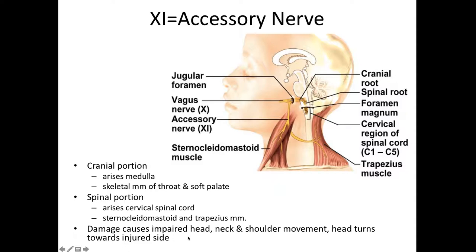If you damage this on one side, you get impaired head, neck, and shoulder movement. Imagine if you were to cut this right here, not cutting the vagus nerve because that's dangerous, just cutting the accessory nerve. You would get cessation of motor control to the muscles on this side. And you might get deviation towards the injured side because as the muscles atrophy, they contract.